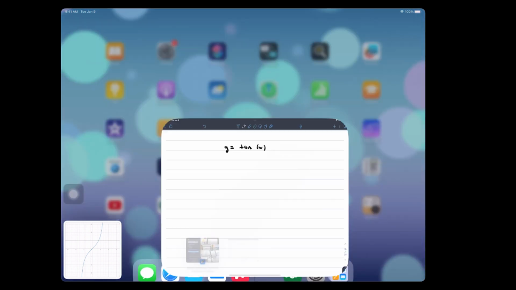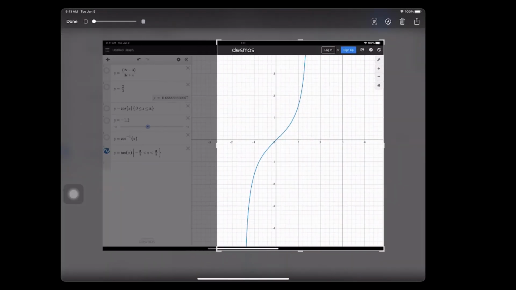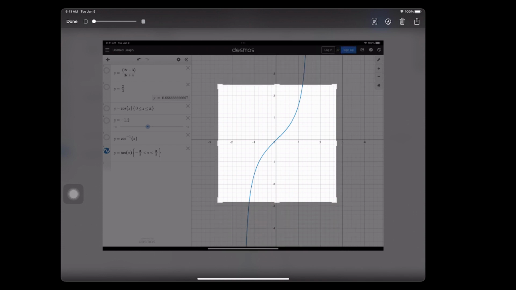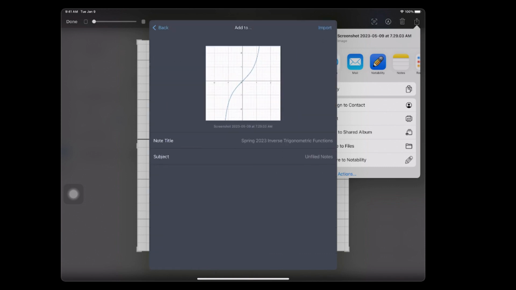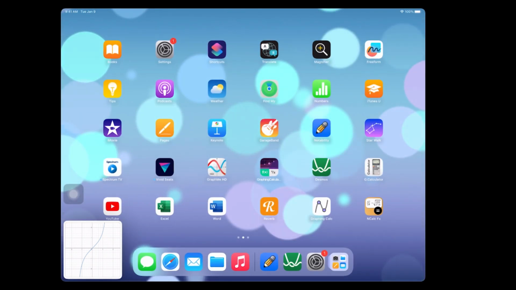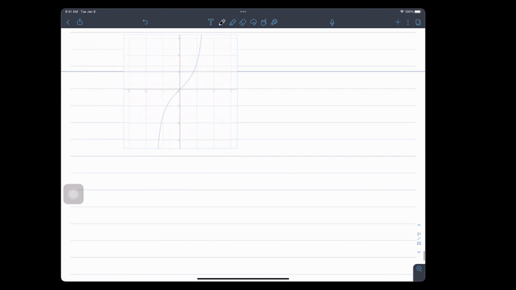Okay, so there we go. Where'd you go, picture? Got to do it again. There it is. Okay.